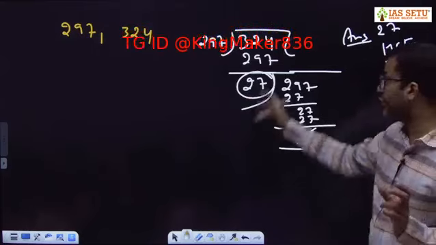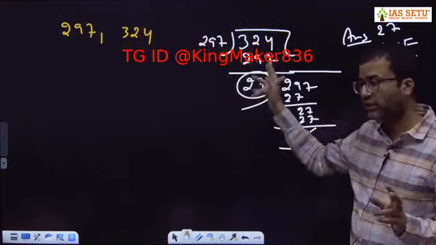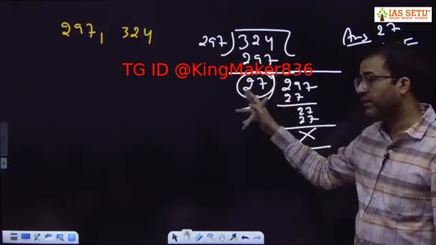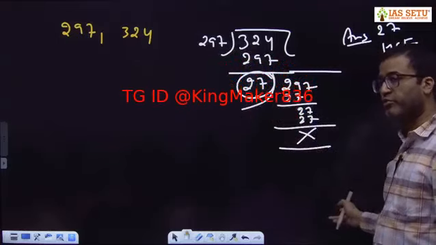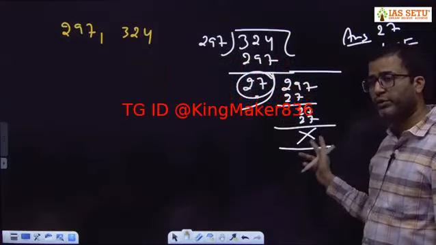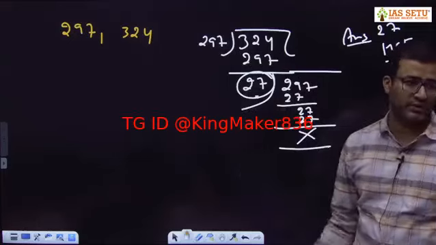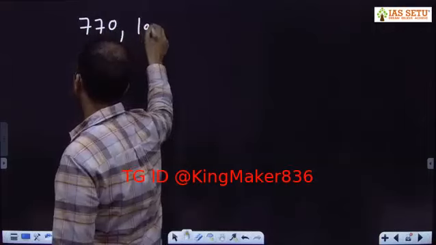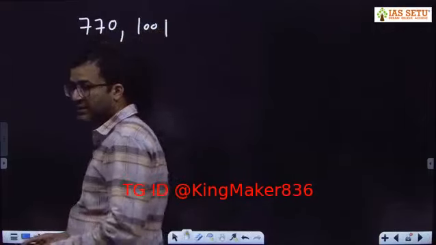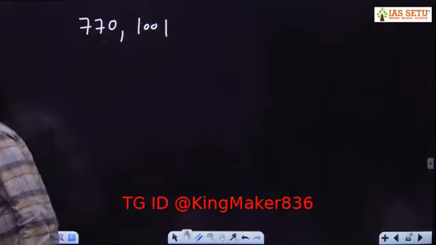I repeat, you divide the larger number by the smaller, take the remainder, the remainder becomes the divisor and the last divisor becomes the number, and you have to go up to the last step. The moment your remainder is 0, check the last divisor. Try, you also try. 770 and 1001, find the HCF and keep the answer with yourself.